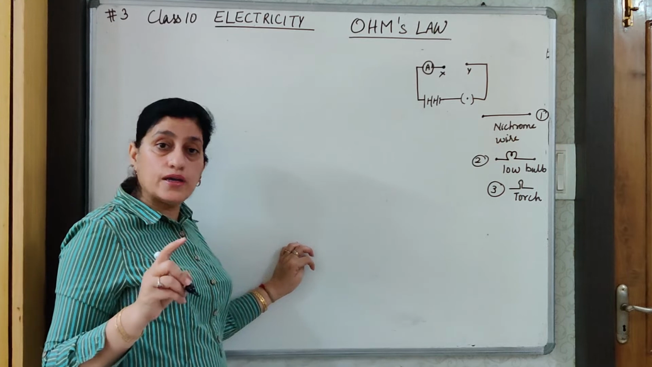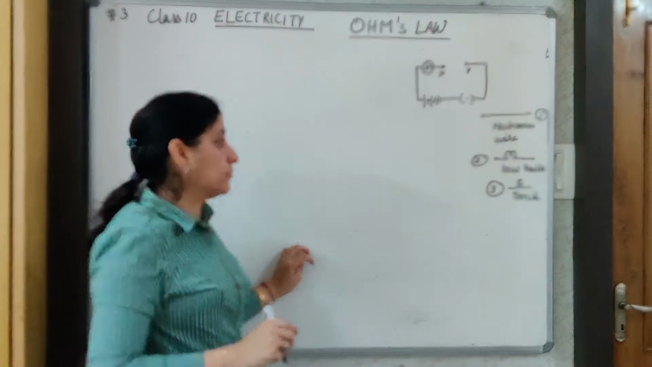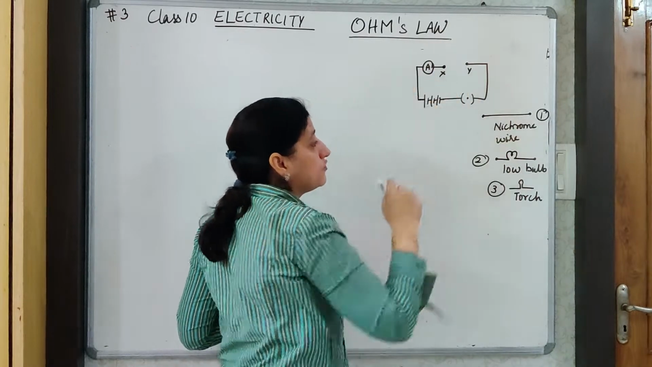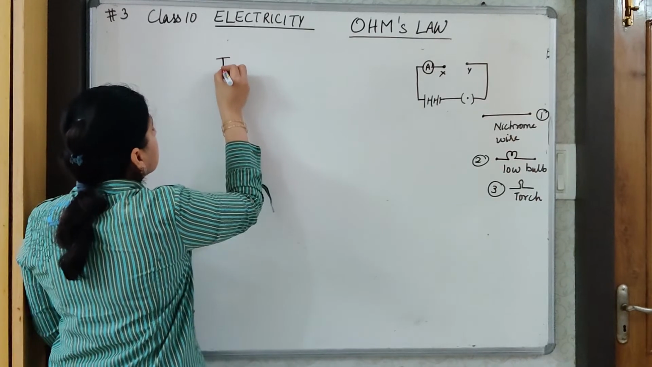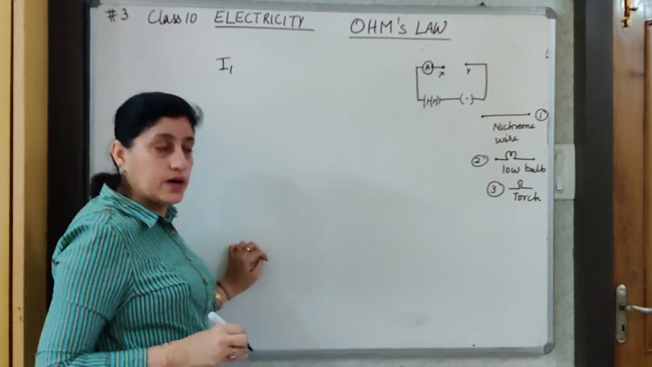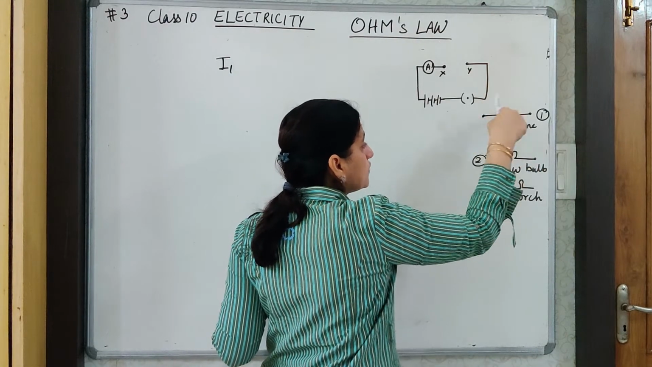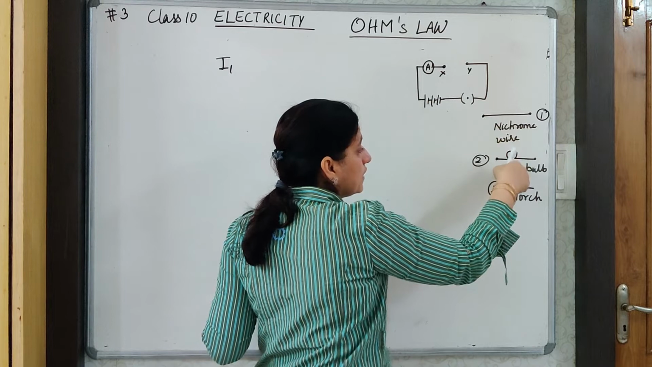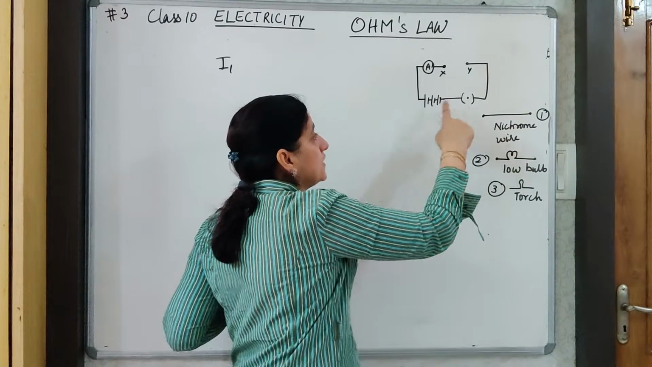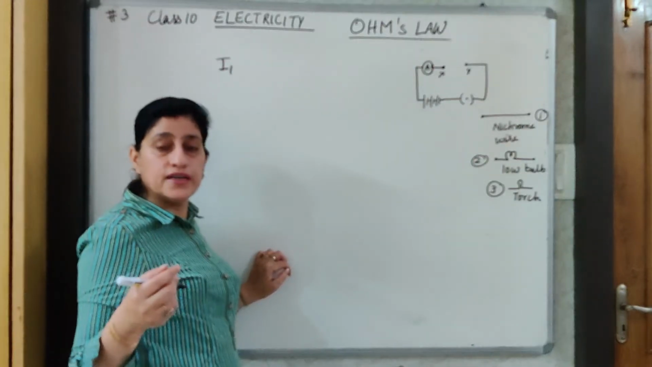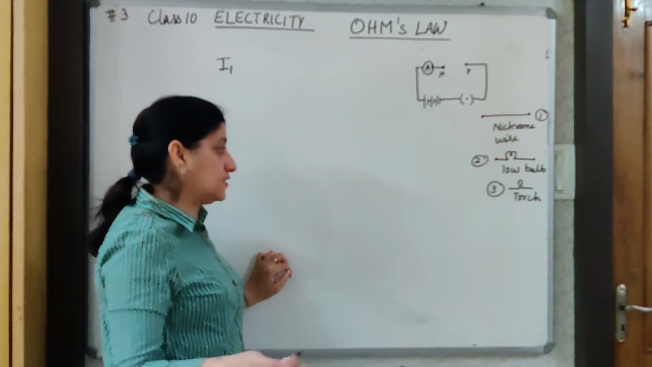Now one by one I am going to connect these between X and Y. So first I take the nichrome wire and place it between X and Y, and I note the value of current. Say it is I1. Then I remove the key, remove the nichrome wire, place the 10-watt bulb, again put the key, and again note the value of current. Again I will see a different value for current.